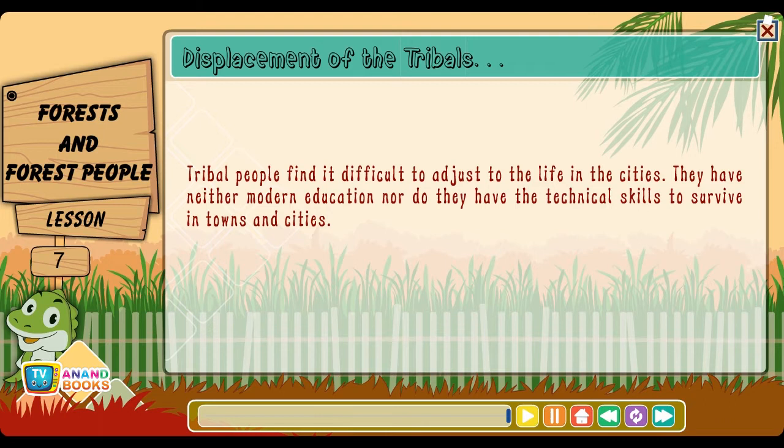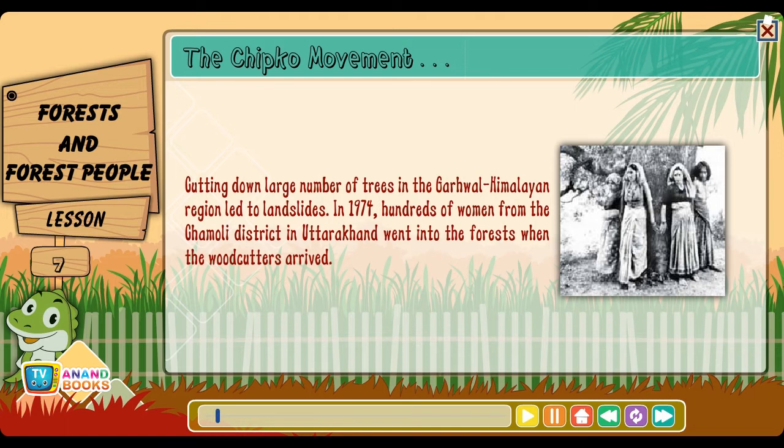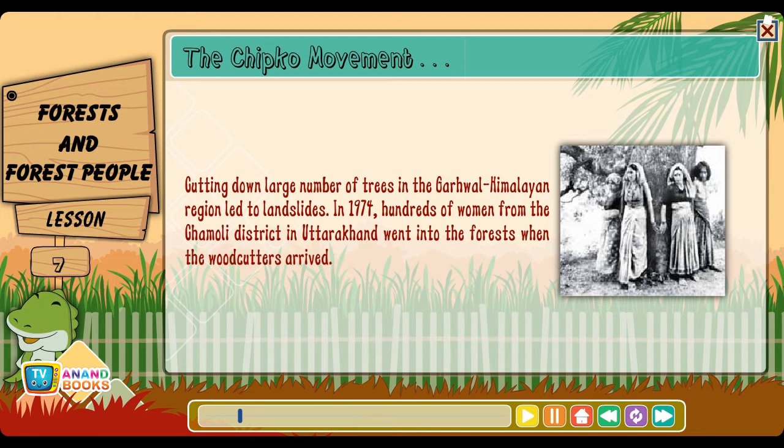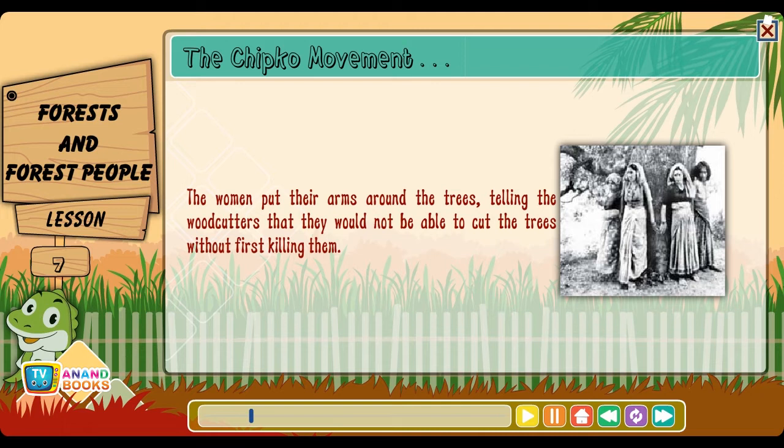The Chipko movement. Cutting down a large number of trees in the Garhwal Himalayan region led to landslides. In 1974, hundreds of women from the Chamoli district in Uttarakhand went into the forests when the woodcutters arrived. The women put their arms around the trees, telling the woodcutters that they would not be able to cut the trees without first killing them. The contractors withdrew and the forests were saved.